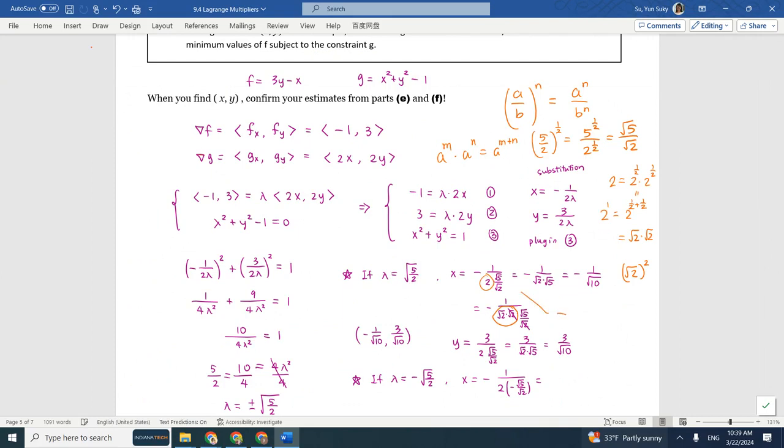Or maybe I rewrite like this. It's 1 over the square root of 2, and 1 over something is the same as you multiply by the reciprocal. So then you have the square root of 2 upstairs. That makes more sense. Okay.